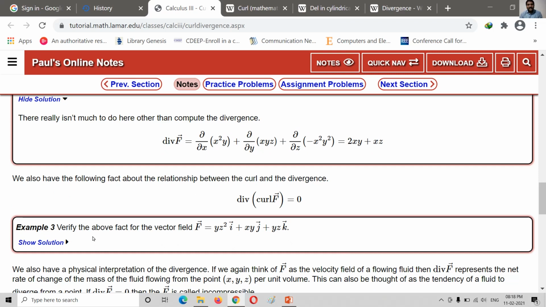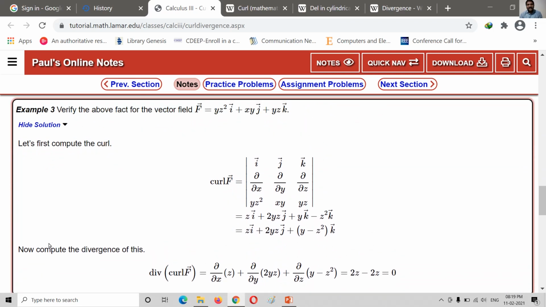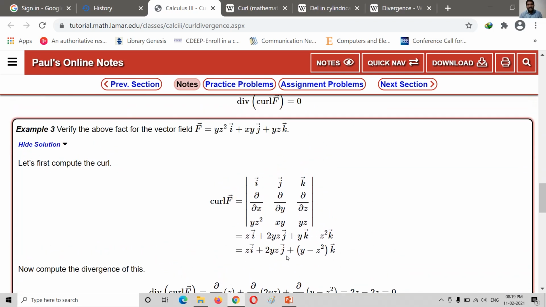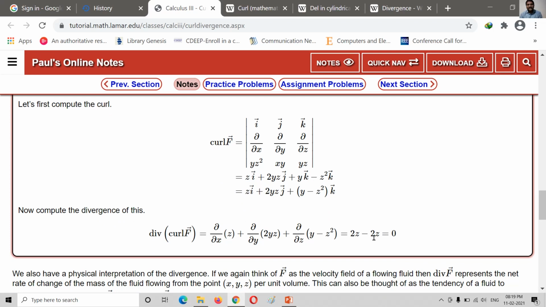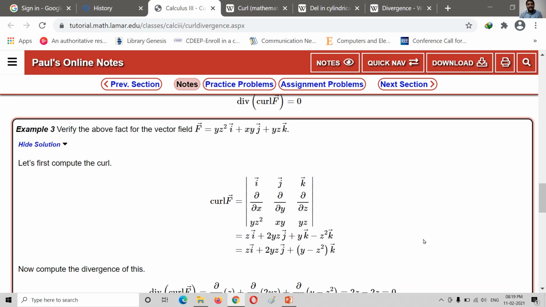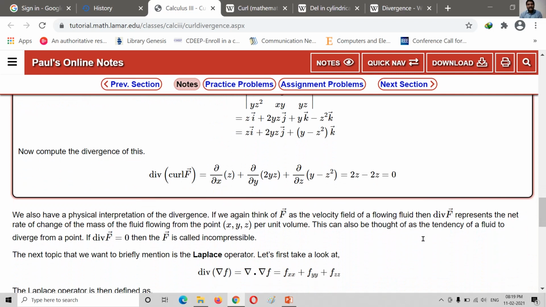Now verify the above fact, that is, the divergence of a curl is equal to 0. First we compute the curl. We computed the curl earlier, and the final value will be this one. Now for this field we calculate the divergence: del by del x of this one, del by del y of 2yz plus del by del z of y minus z square. It comes out to be 2z minus z, which is equal to 0, and therefore we can say that the divergence of a curl is always equal to 0.